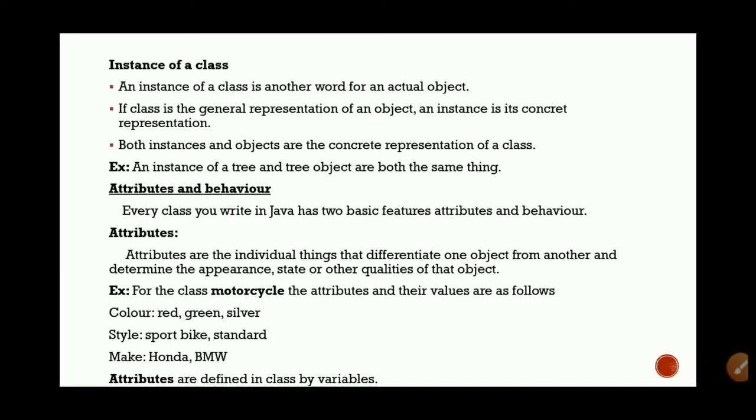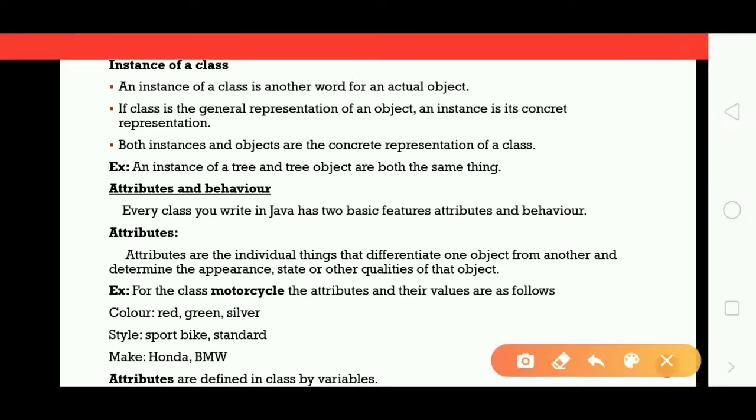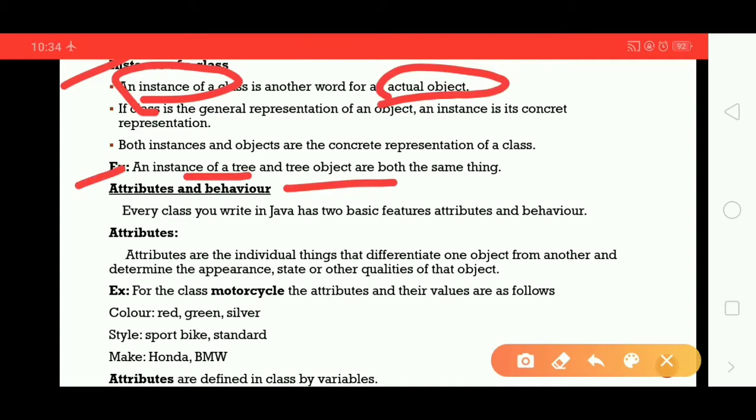In today's class, I'm going to explain instance of a class, attributes and behavior with a practical program. Come on, let me start with the instance of a class. See guys, instance of a class is another word for an actual object. The actual object and instance both are the same, both are used interchangeably. You can call it instance, you can also call it object, both are the same. An instance of a tree and a tree object are the same thing, guys.